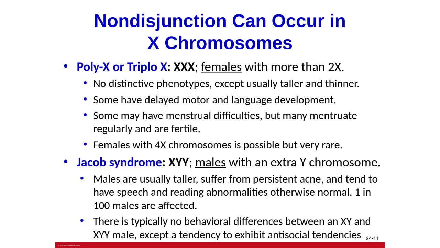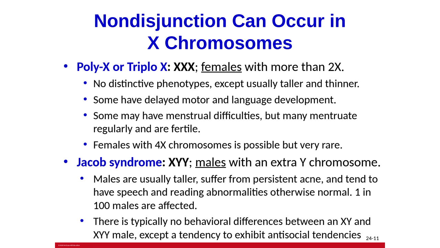So basically, these individuals may have some difficulties, but they're more or less fairly typical of a female, except they're a little bit taller and thinner. Now, there are some females that have 4 copies of X chromosomes. These are very rare. They tend to, again, be very tall and thin. At this point, they do tend to have some mental impairments.